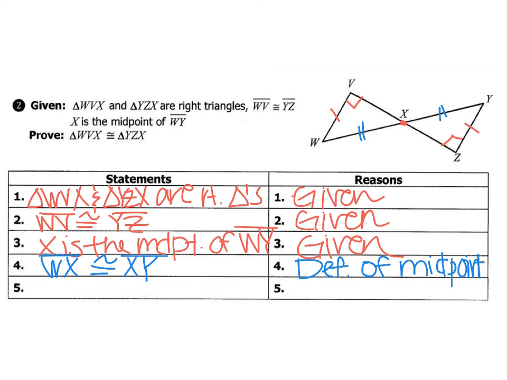Now we've proved that one of the legs is congruent. Opposite the right angle, this is our hypotenuse. Opposite the right angle, this is also our hypotenuse. So we've proved that the hypotenuse and a leg are congruent in both triangles. So we can say that these two triangles are congruent by the HL theorem. And we're done.